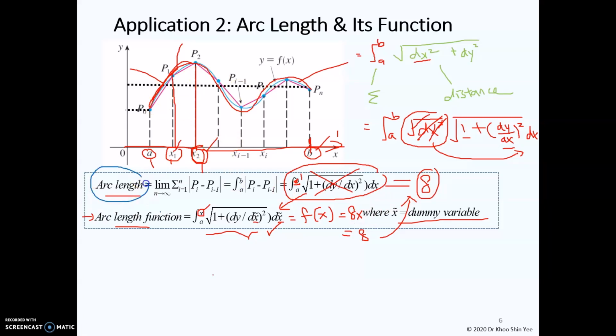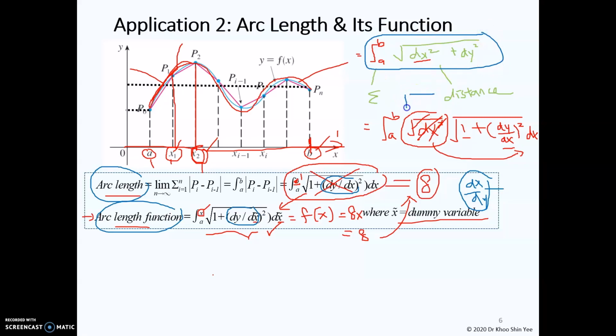To find the arc length and the arc length function, you need dy over dx in these two formulas. However, in some situations, an integration that involves dy over dx might be more difficult to solve than one that involves dx over dy. So we have more flexibility if we can compute the arc length by using the integration that involves dx over dy. To do this, let's look at the previous formula, and in this case, we take out the square root of dy squared.